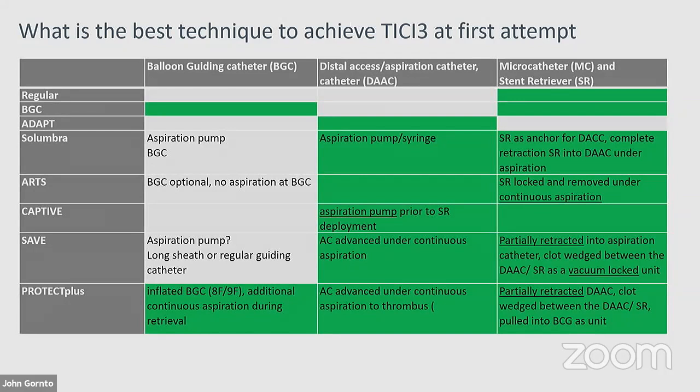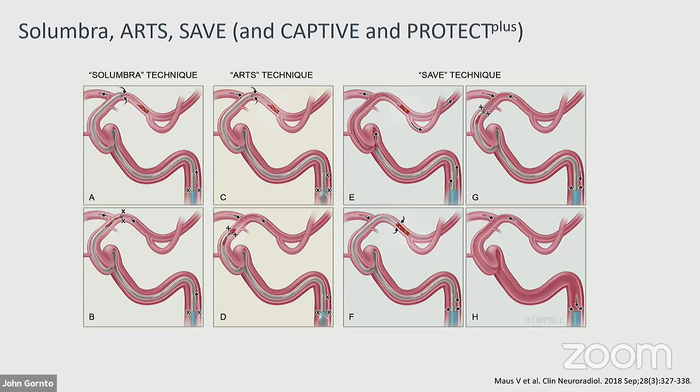Some use it to actually retract the clot in half into the distal access catheter, some in total, and they have different results. So this is a nice drawing where you can see the differences here. So you have the father of all these techniques, called the Solumbra, so the Solitaire and the Penumbra together. It was used primarily to anchor the stent retriever and use this to get the aspiration catheter up, but the new and modern aspiration catheters don't require this anymore.